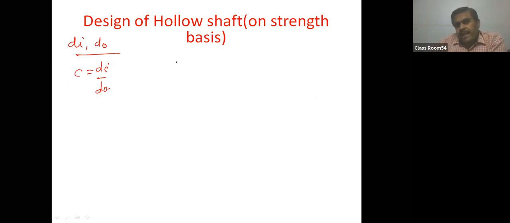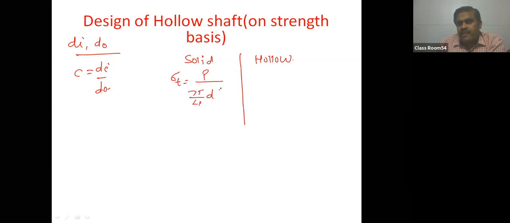So during design, I will compare solid versus hollow. The formula for the solid shaft is that the tensile stress produced is force divided by area, where area is pi by 4 d square. This is the formula that we use for the design of the solid shaft when only axial loading is there.